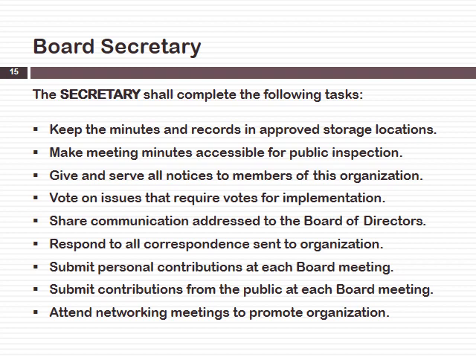They must make meeting minutes accessible for public inspection, and the easiest way to do that is just to upload the meeting minutes onto the website. They give and serve all notices to members of the organization, so they make sure that our board members know when the board meetings are going to be held, time, and location. They vote on issues that require votes. They share communication addressed to the board of directors. For example, if letters come into the organization, the secretary presents that information at the board meetings.